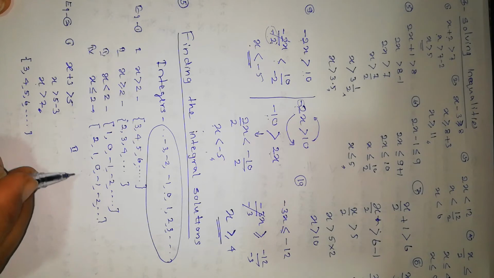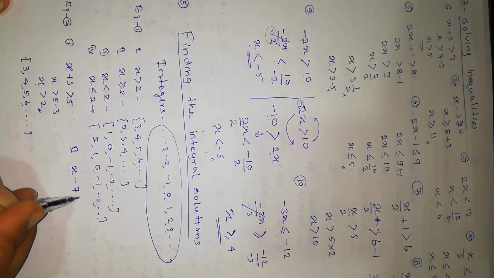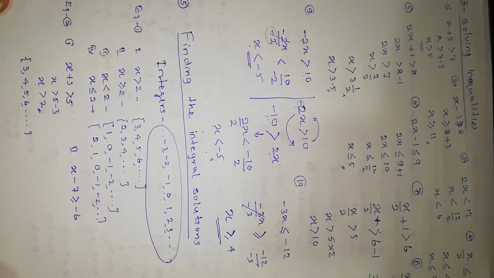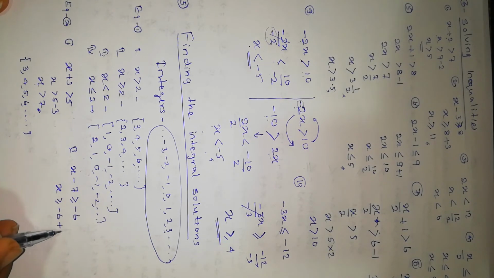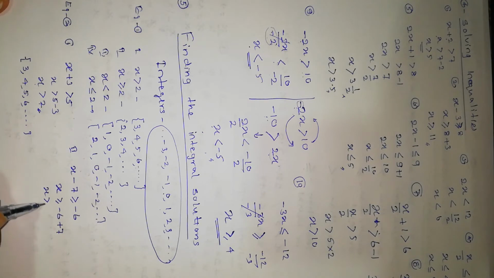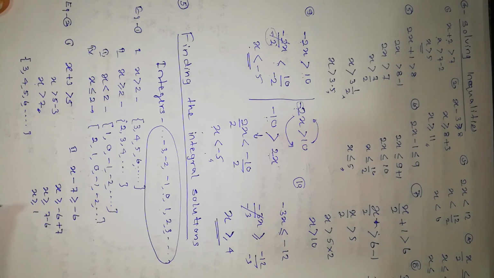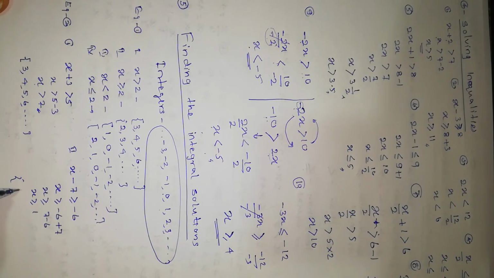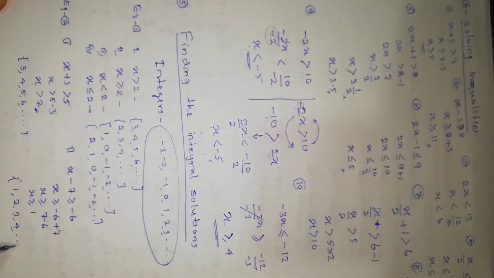Example number 2. X minus 7 is greater than or equal to minus 6. First you solve this one. X greater than or equal to minus 6, minus 7 becomes plus 7. Then x greater than or equal to 7 minus 6. X greater than or equal to 1. Then what are the possible values? X is equal to 1 and greater than 1: 1, 2, 3, 4 and put a few dots.